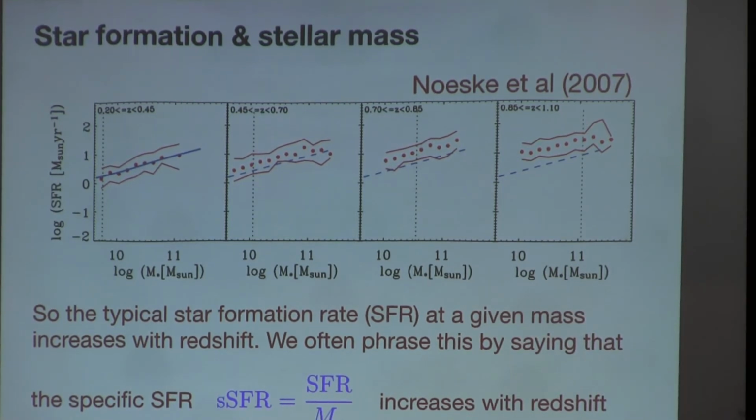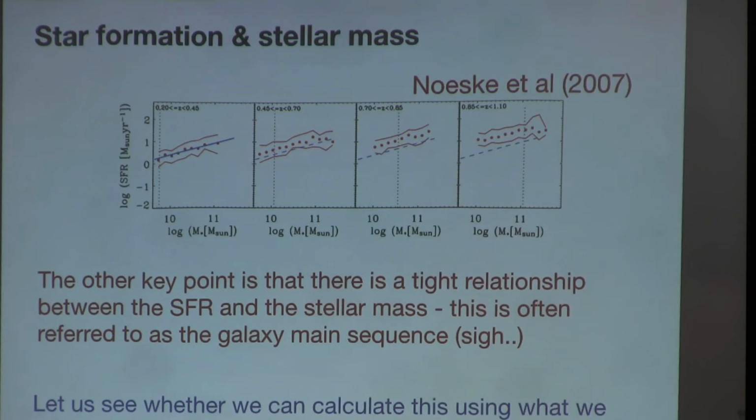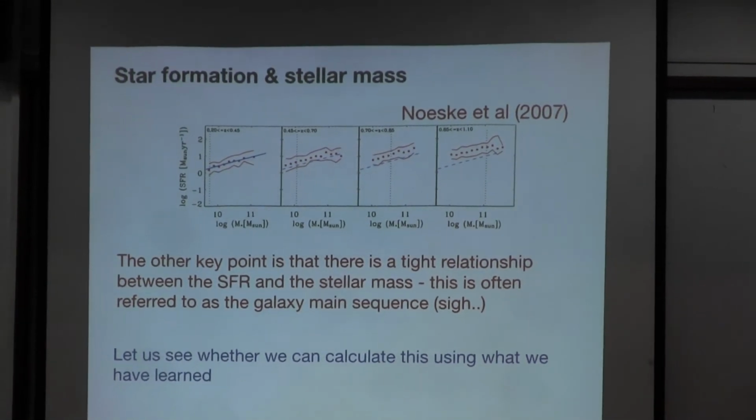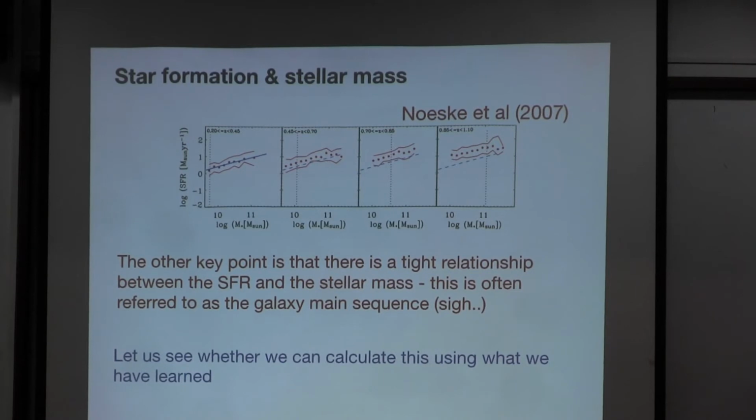So now I would like to explain that, what's really going on here. So it really is a tight relationship between stellar mass and star formation rate. So how can we use what I just talked about to explain that relationship?